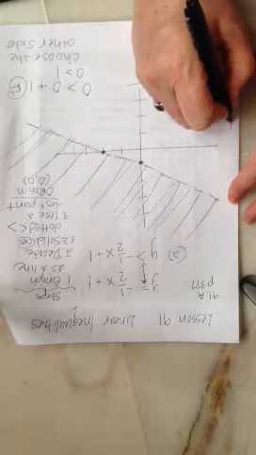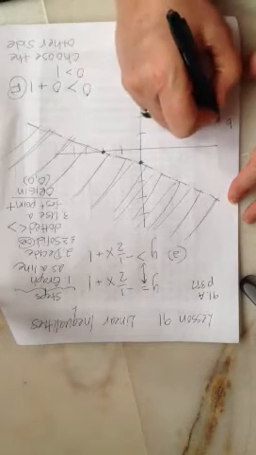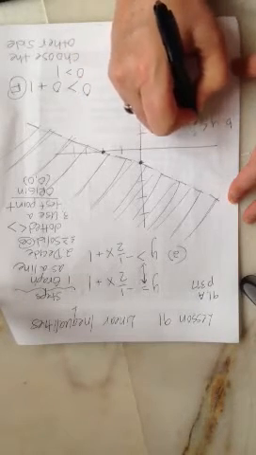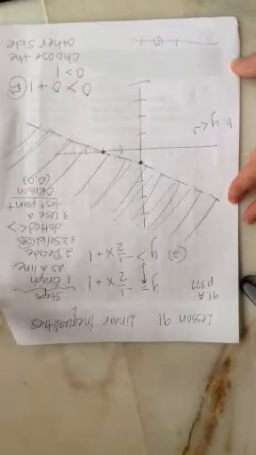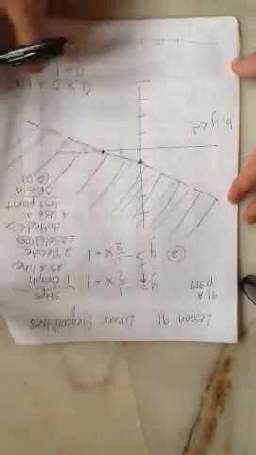Now let's try B. B is y is less than minus, oh no, I don't want to do that. Let's find another example. All right, now that we know how to do it, let's skip ahead a little bit.